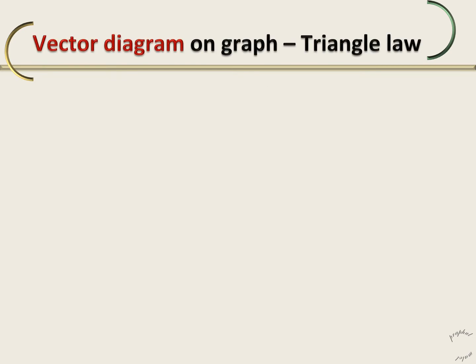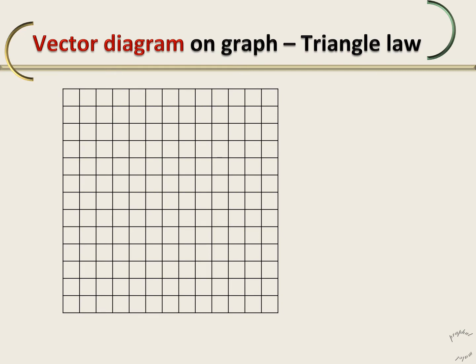Now let's see how to plot these two vectors on a graph paper and find the resultant. For your reference, I have written the velocities there. 1.5 and 1.1 are the velocities of the student and the river. I'm going to plot both these velocities on the graph.